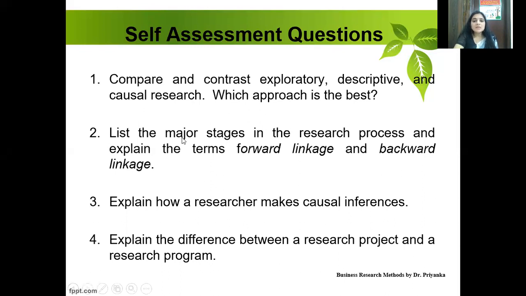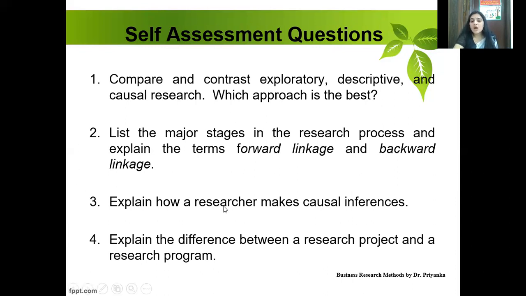Second is, list the major stages in the research process and explain the terms forward linkage and backward linkage. Forward linkage means the term is associated with upcoming topics, or maybe upcoming plans, or upcoming stages. But backward linkage is when a stage is linked from the backward one. So for this particular thing, we need to go back to one particular stage.